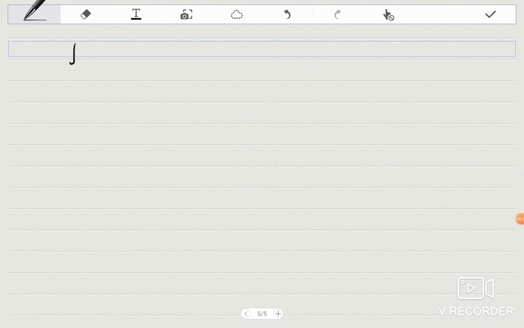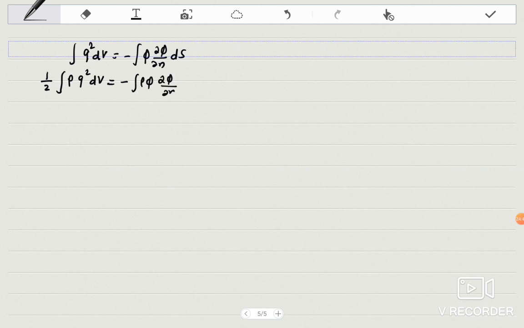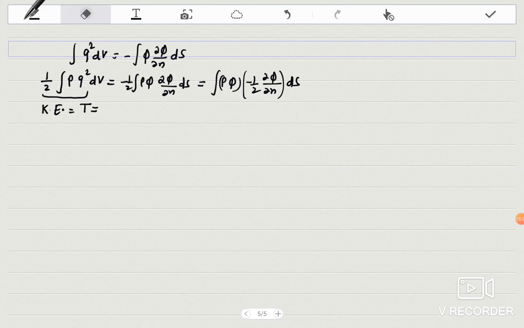I got q square dv is equal to minus phi delta n ds. So what I do, for incompressible fluid, I may write rho q square dv is minus rho phi delta n ds, or half of that, I may write it as rho phi minus half of delta n ds. Now what is this expression? This is kinetic energy. Let me denote it by T. Kinetic energy T is equal to rho phi minus half of delta phi delta n ds.